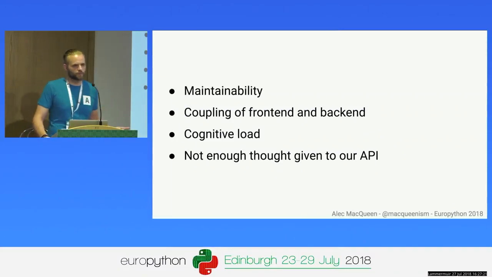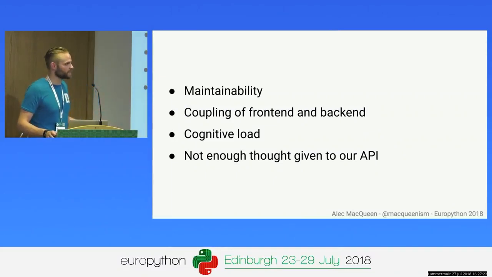So let's go back to the problems that we were having. Maintainability. There's just one API version. Our documentation is easy to keep updated. The coupling of the front end and the back end is completely separate now, because the front end needs to know what data it's going to get. The cognitive load is less. We're just writing pure Python classes. And not enough thought was given to our API. Well, that's the first thing we think about when we wake up, and the last thing we think about when we go to sleep. So I think that's about it.